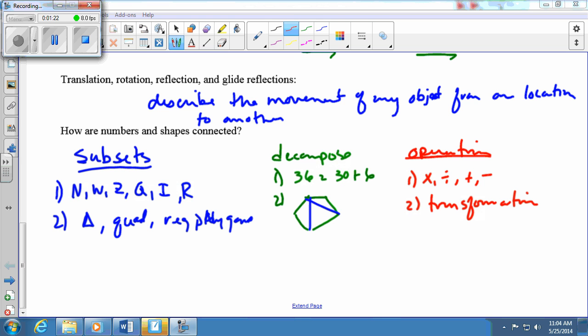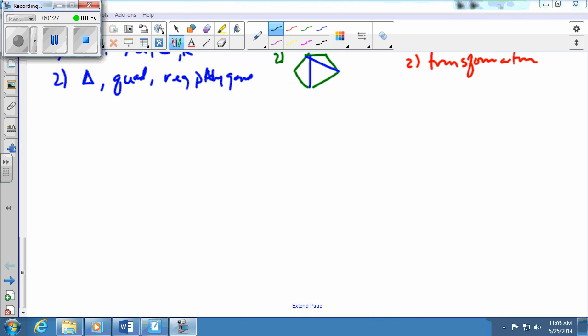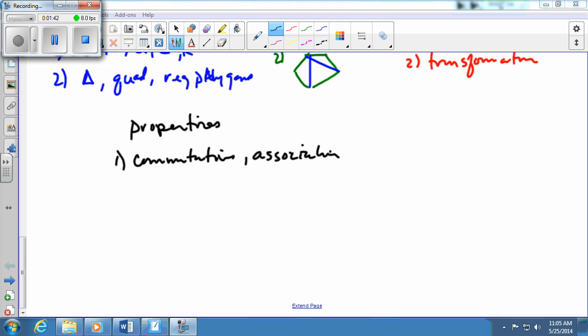And lastly, we have properties. We have properties of numbers that we actually used in order to describe how to work with integers and so forth. Our properties were the commutative, the associative, we had inverse, identity, and the distributive property. Well, our properties with shapes are the same.